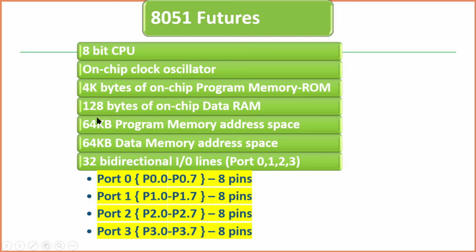Then 128 bytes of RAM for data handling while writing a program, that is 128. Then for external memory, we can connect 64 KB of program memory and 64 KB of data memory. So both are possible here. Even though it supports internal RAM and ROM, we can connect externally also if it is needed.